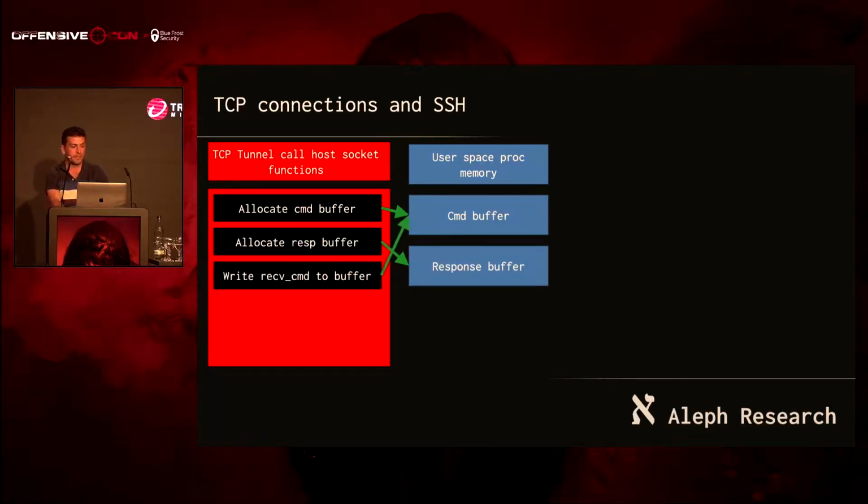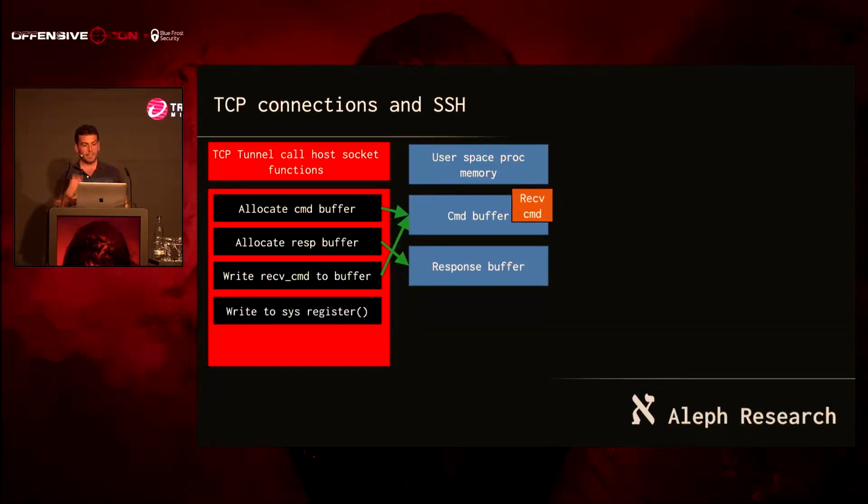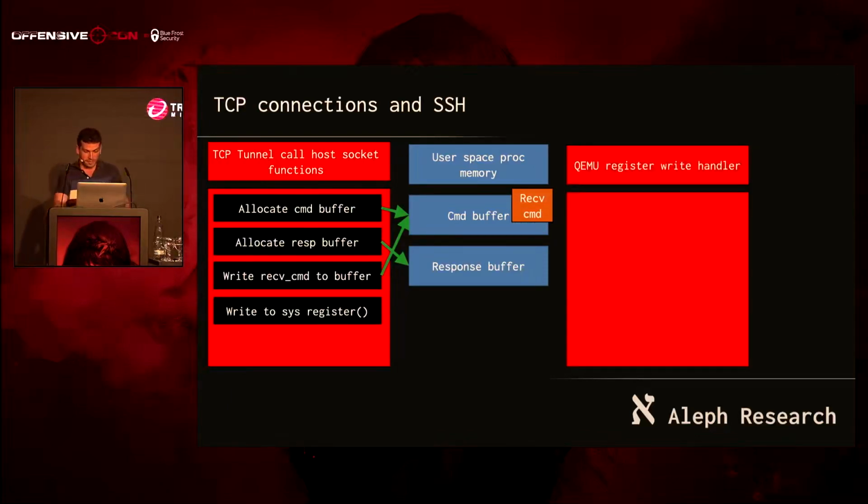After that, it writes a receive command to the command buffer. So now the command buffer holds a receive command. And after that, it writes to a system register. In QEMU, we created our own emulated new system register that does not exist on real iPhones. We can do this because QEMU has a very good interface for system register callbacks. All right, so now this triggers the QEMU register write handler callback. And let's see what we do in here.